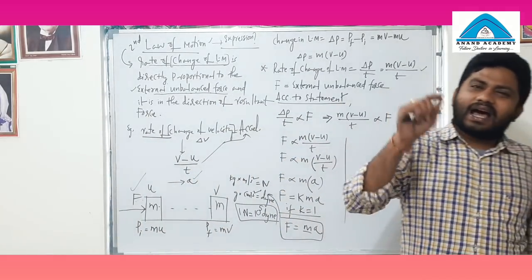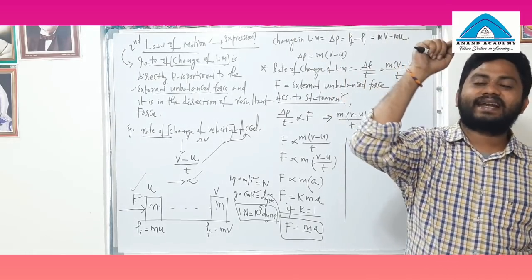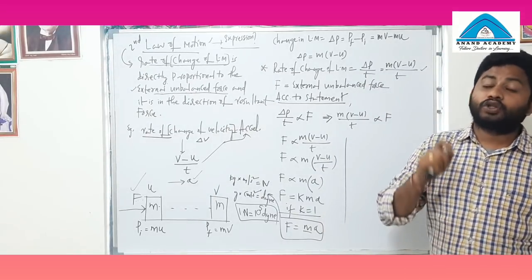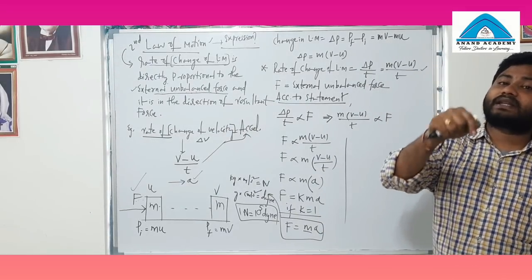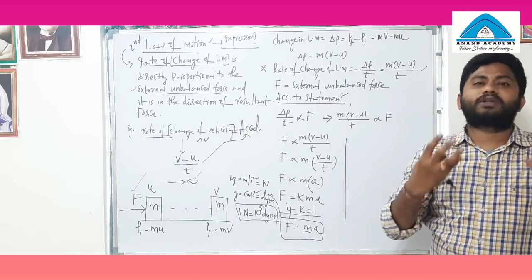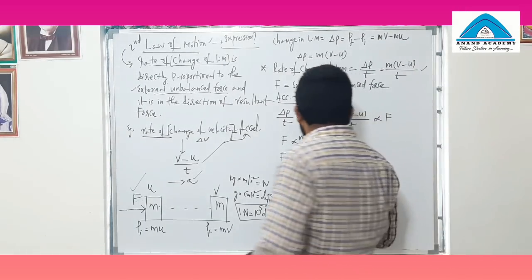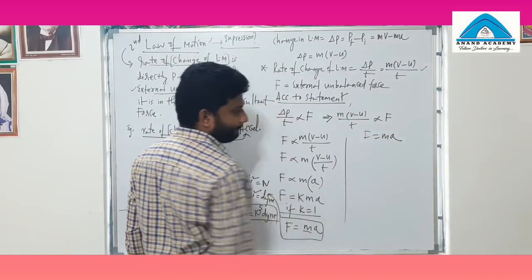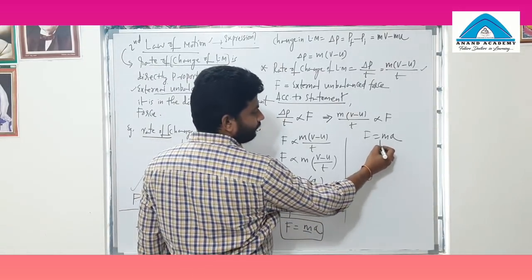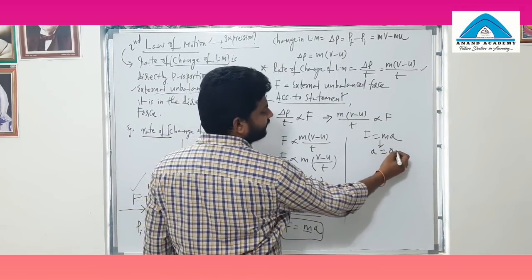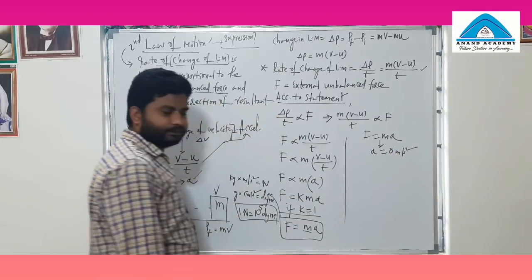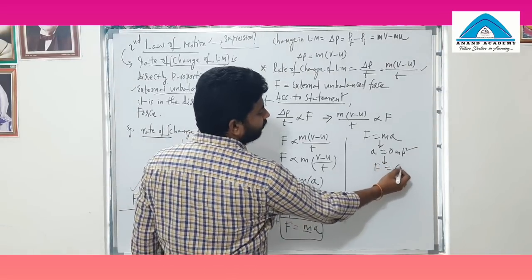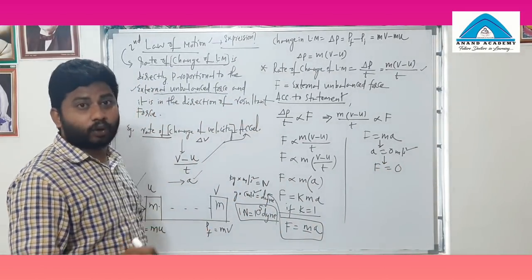Now, Newton's first law can be derived from the second law. That's the most important part of this second law of motion discussion. How is it possible? Let's see. We have F is equal to MA. Imagine the acceleration is 0 meter per second square. When acceleration is 0, the force acting on the body is equal to 0. Force here means the net force acting on the body is 0.